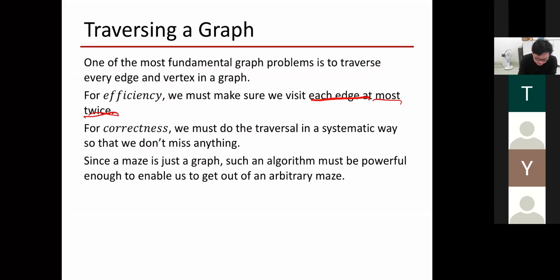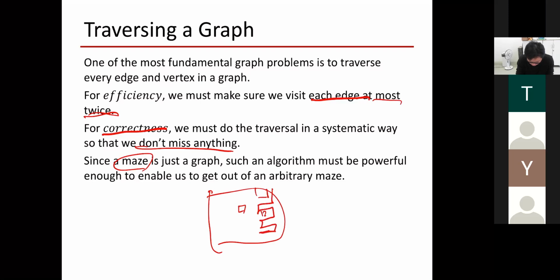Okay, we're going to talk about it. For correctness, we must traverse in a systematic way so that we don't miss anything. We have to get the correct answer; that is the core of the algorithm. And a maze, you know what a maze is, right? It's from here, all the walls.